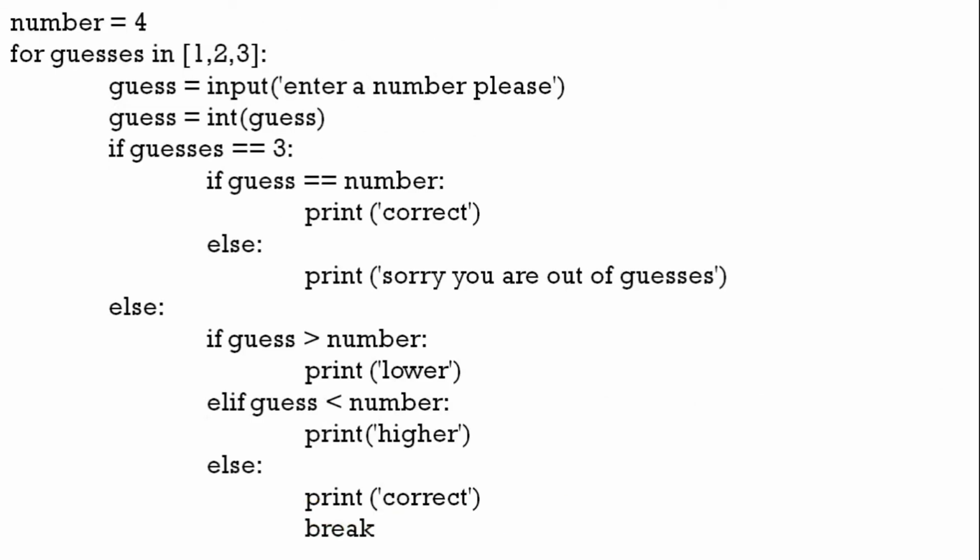So here we've got an example where the number equals 4. We've got the for loop. We get the user to put in the number. We check to see if it's a last guess, and if it's not, we check to see if it's correct or not. And that's all the whole code.